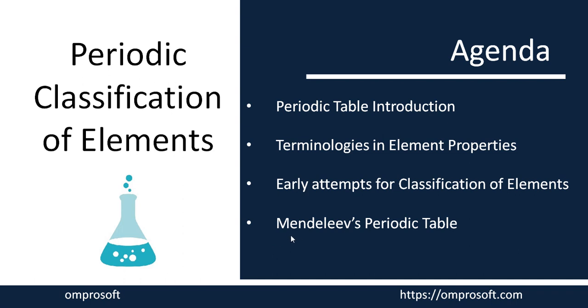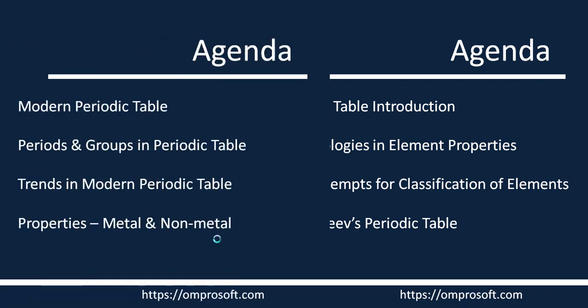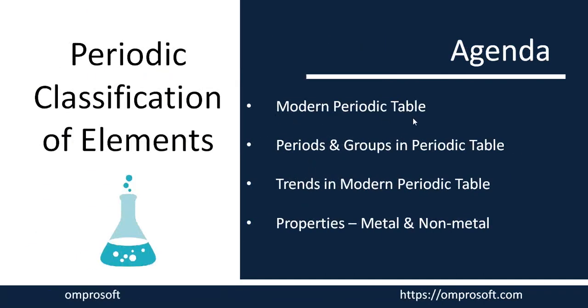Next one, Mendeleev's periodic table, which was the most acceptable periodic table in its time, in which you get knowledge about the principle of Mendeleev's periodic table, its achievements and limitations as well. Next one, modern periodic table, which was given by Henry Moseley, which also includes a comparison between Mendeleev's and the modern periodic table.